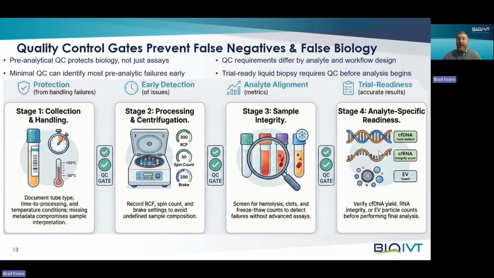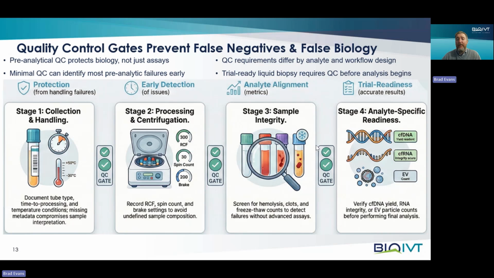First is collection and handling. Documenting tube type, time to processing, and temperature conditions may sound administrative, but missing metadata can make it impossible to interpret unexpected results later. This is foundational. Second is processing and centrifugation. Early detection of issues like excessive delay or temperature excursions helps flag samples that may already be drifting biologically.